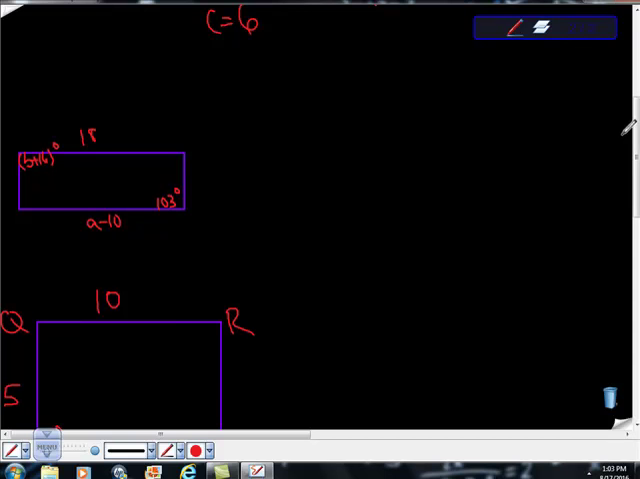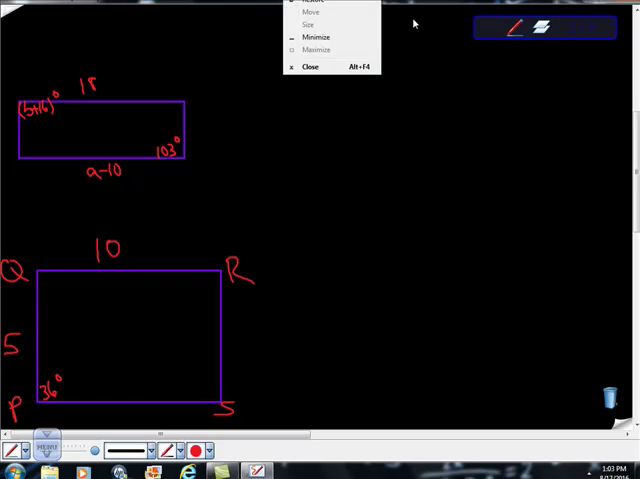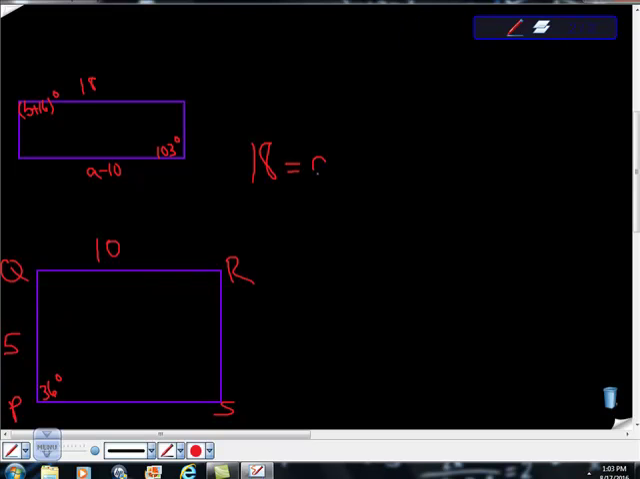So for this next one, it says here, on the last couple of theorems we went through, that opposite sides are congruent. So here we have 18 and a minus 10. So following our rules, they're equal to each other. 18 is equal to a minus 10. You just add 10. A is equal to 28. So 28 minus 10 does give you 18.